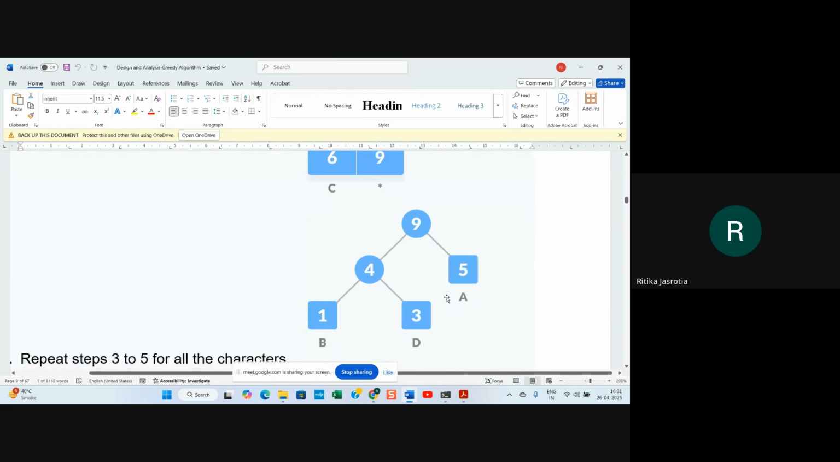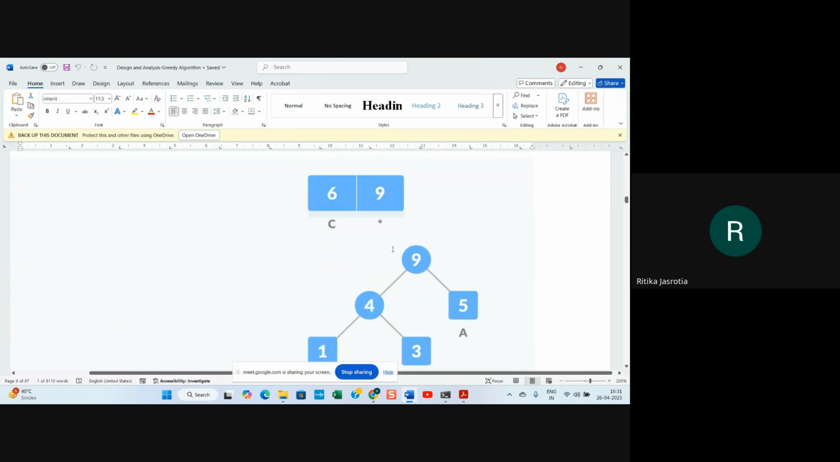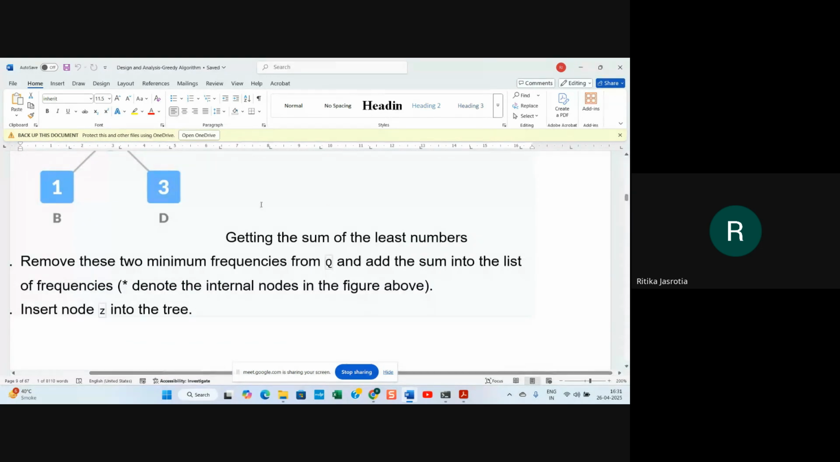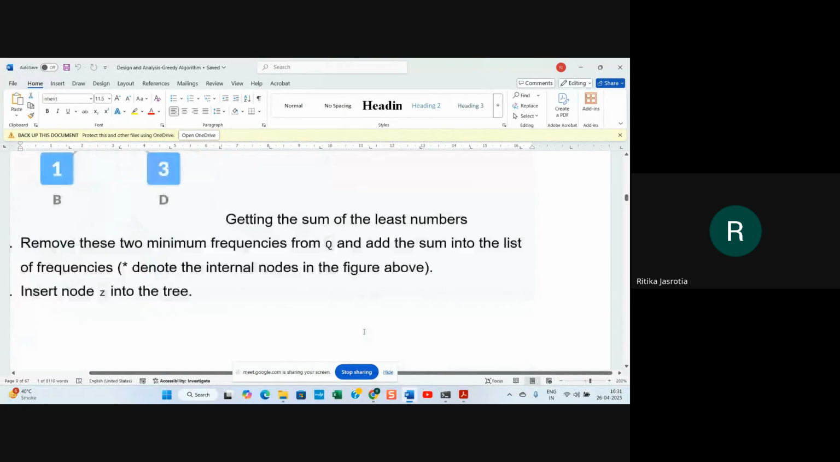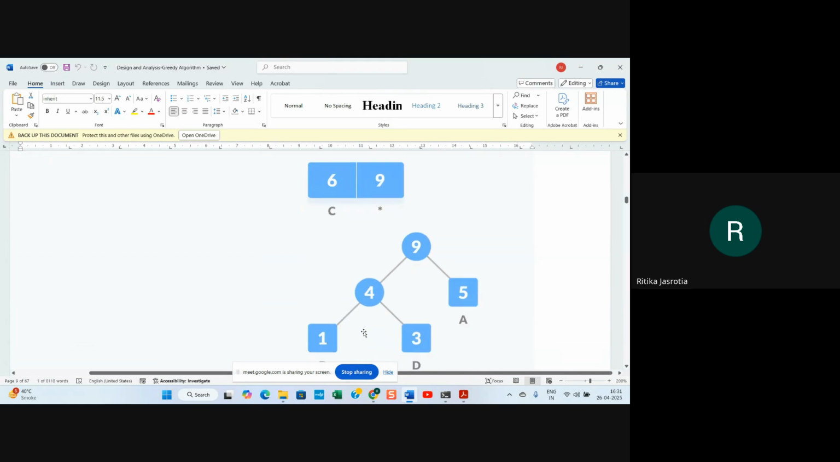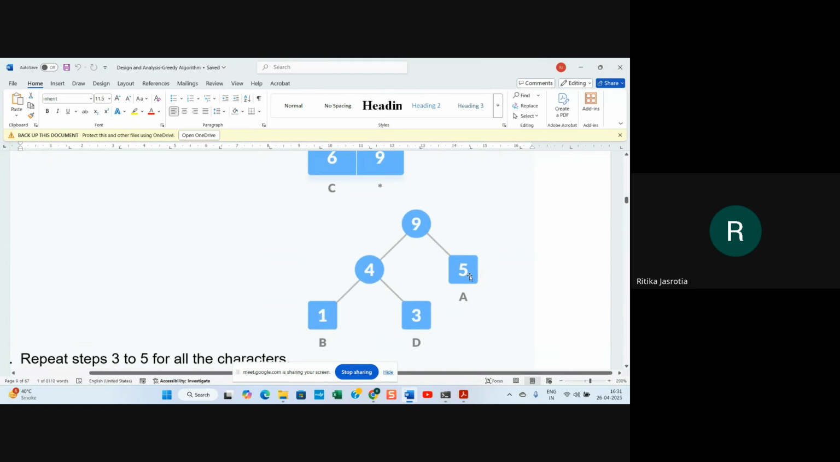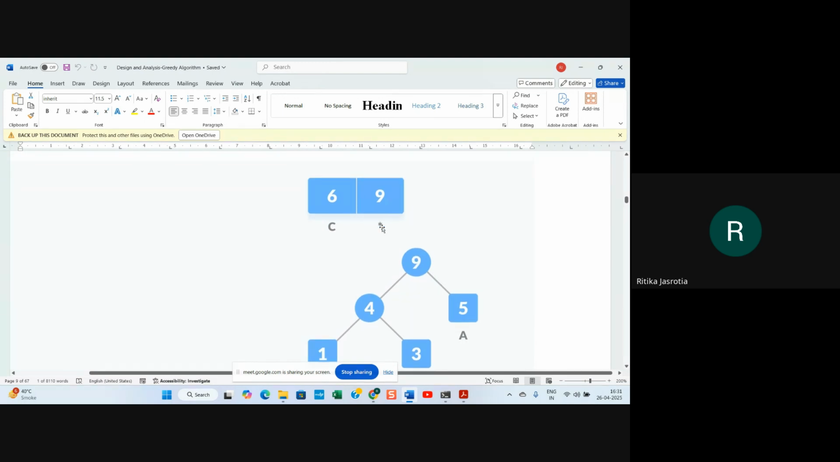Okay, so now the next least item in the list is 5. That is, A has 5 occurrences, so 5 is the next minimum. The next one we will keep at the right side of this 4, the 4 which we received after the sum of these two. So 5 and 4 sum up to 9. So you will add 9 with an asterisk and remove 5 from the list.